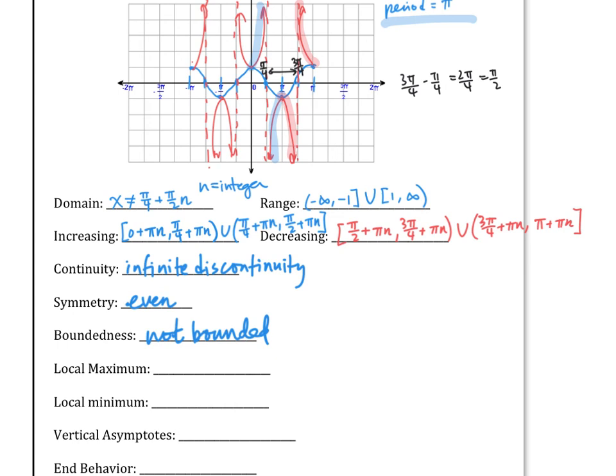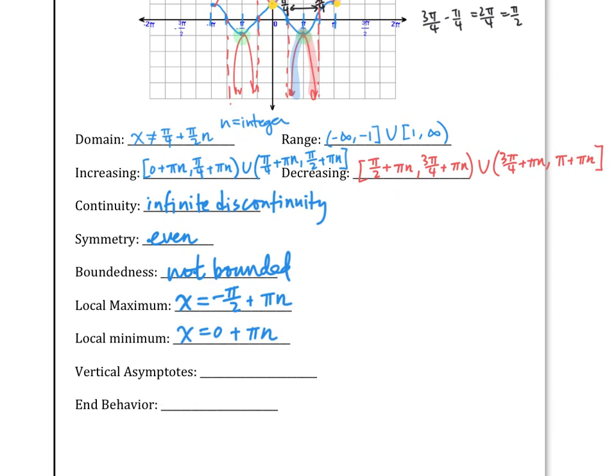Local max and min. Okay, so you can see that on this graph, change it to a different color. Local max is here. So let's describe that. So local max, we can see that the first one is at negative pi over 2. And that shape is going to repeat again every period, so pi n. The local min are these ones here. So you can see that is x equals 0 and then repeats every pi n. Vertical asymptote is always going to go with the domain because that's what's causing the domain to not be all real numbers, so we can just copy that again. End behavior, the left and right just keeps going up and down, so there is no end behavior.